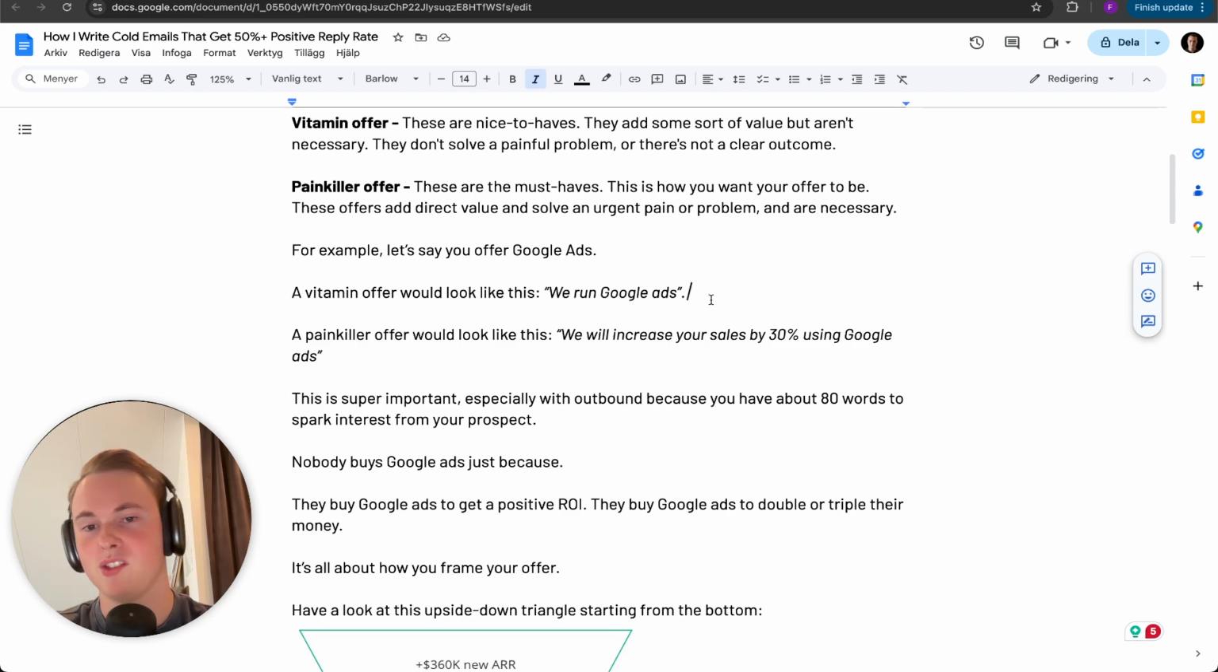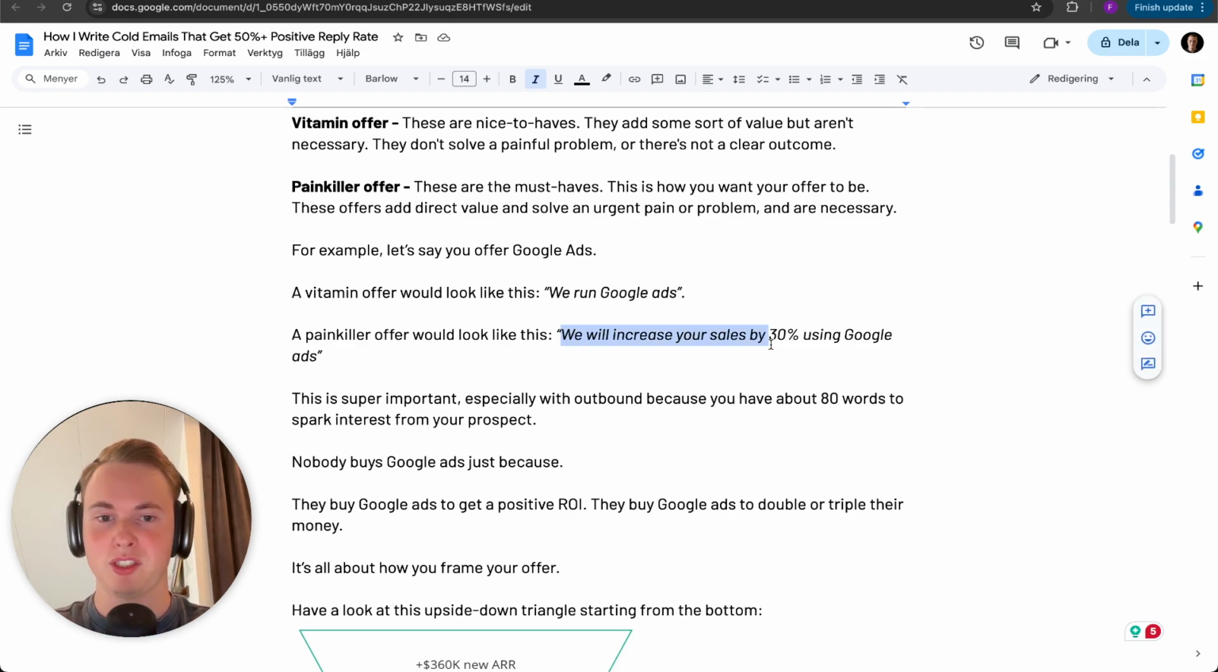There's a huge difference, because if someone gets an email that says, yo John, we will run Google ads for you, it's like, what does that even mean? They won't receive anything. If you frame it as you will increase sales by 30% using Google ads, it's a clear outcome, which is increase sales by 30%. It makes it more painful, because if they don't talk to you guys, they will miss out on a 30% increase in sales, right? And here it's also by using Google Ads, which is the mechanism.